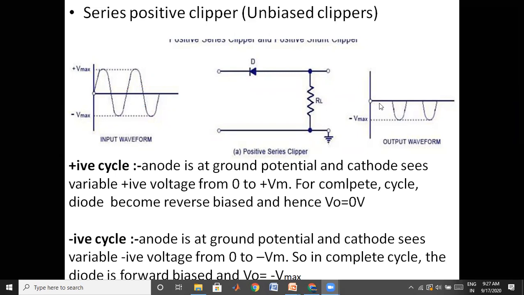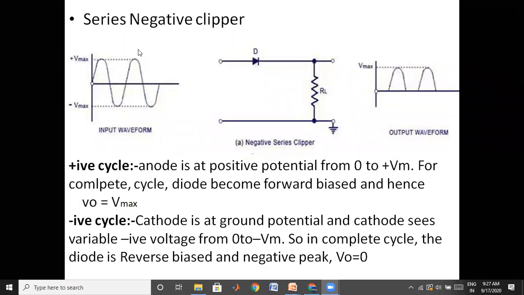The next concept, after the series positive clipper, is the series negative clipper. That means we have to clip the negative portion. We have to remove the negative waveform, and the output should consist of only the positive waveform. Therefore, the diode gets reversed here. If you observe, the only difference is that the diode is reversed.